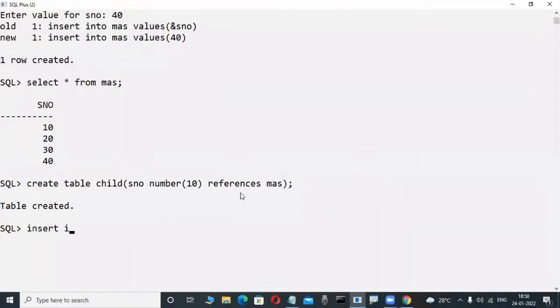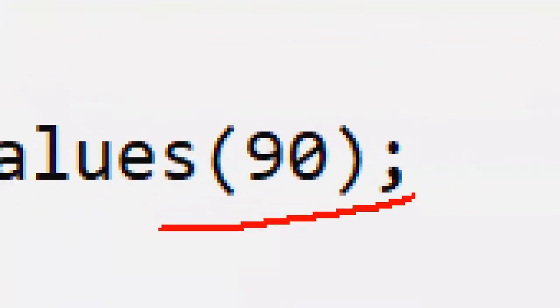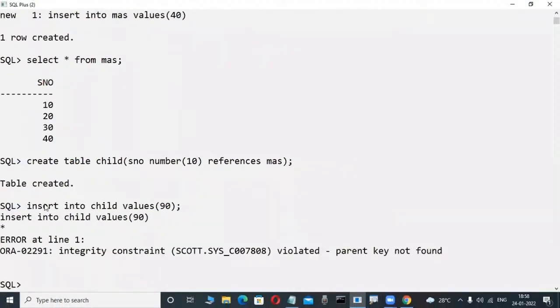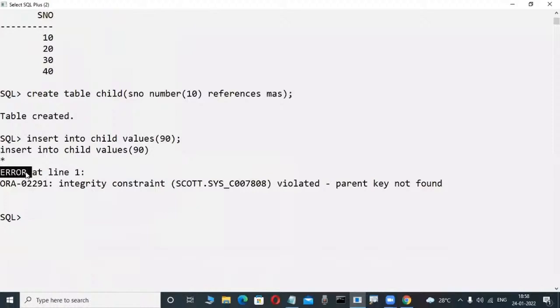Now I try to insert a value other than the master table values. Check it out. Suppose I try to insert 90, it's not possible. 90 is not there in the master table, so other than master table records it is impossible. Error. You will be familiar with these errors in the future, maybe 'parent key not found', because your 90 is not there in the master table.